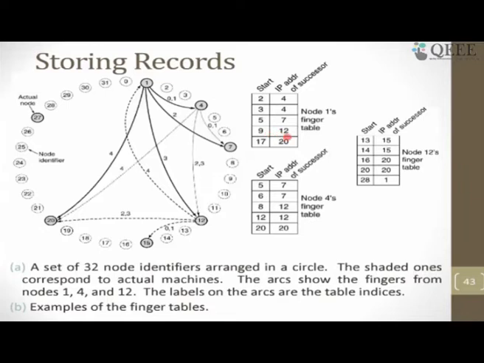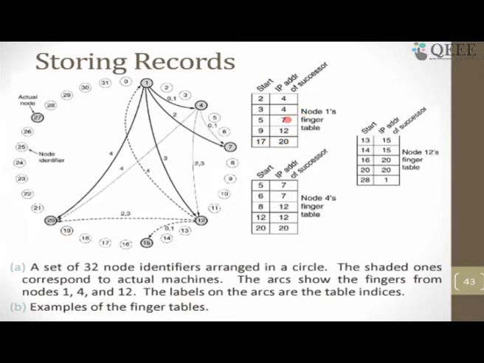Is 12. And now, 1 plus 2 to the power 4, that is 17. What is the next machine possible after 17? 20. Okay. And since this is till 2 to the power 5, you go up till there. Because the next one is 1 plus 2 to the power 5, that is 1. Okay, you understand. 2 to the power 5 mod 5, that is 1. Okay. Very good. So, now you have filled up the finger table.